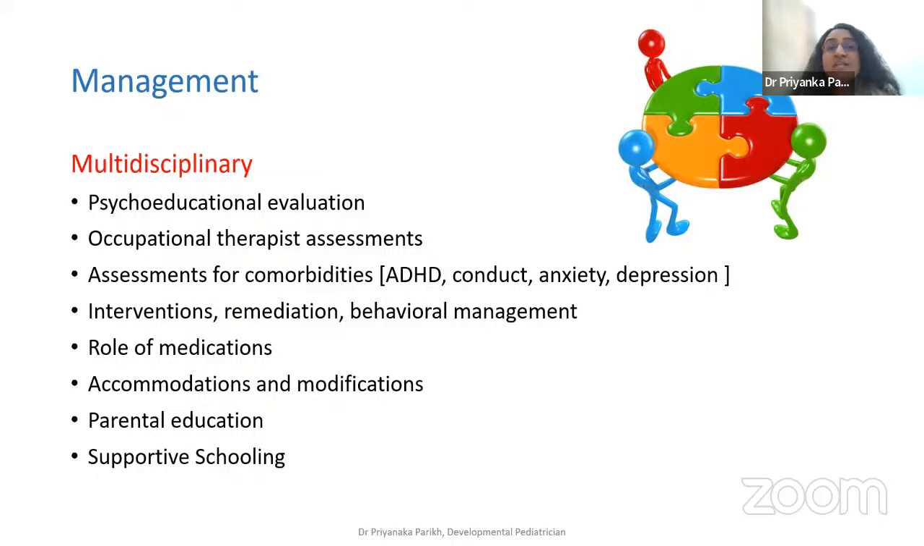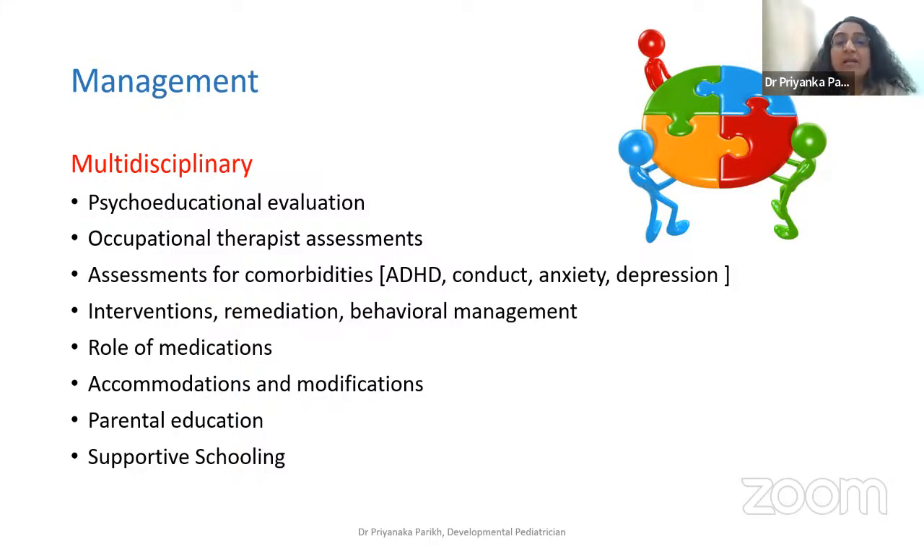A child may also need other assessments and interventions by the occupational therapist to look at the fine motor, attention, visual perceptual issues, spatial skills. We need to look at all the comorbidities with ADHD and other aspects like anxiety, depression. So we need a lot of interventions, remediations, and even behavioral management. And some children with ADHD, as well as other psychiatric issues, may also need to be put on medications. The child would also benefit from and need a lot of accommodations and modifications.